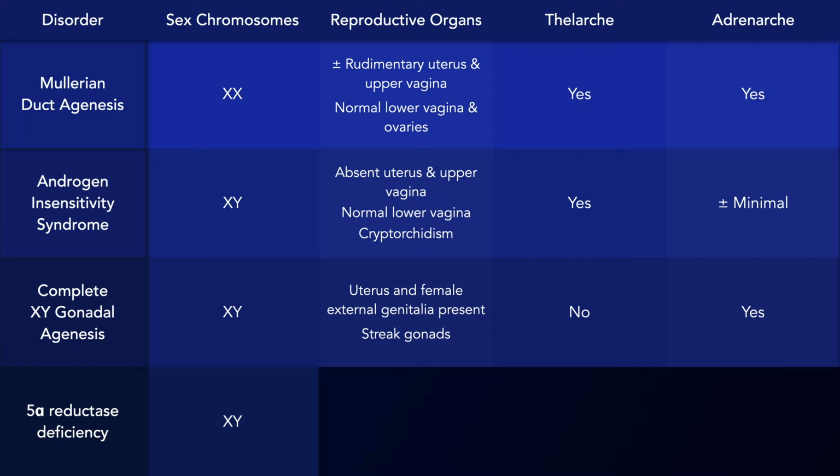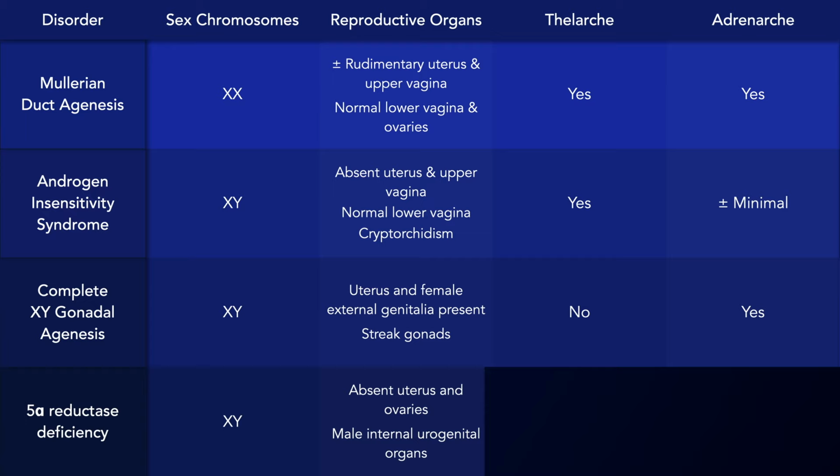With 5-alpha reductase deficiency, the person's karyotype is also 46XY. They develop male internal urogenital organs without a uterus or ovaries, and external genitalia at birth may be either female or ambiguous. Thelarche does not occur, but menarche does.